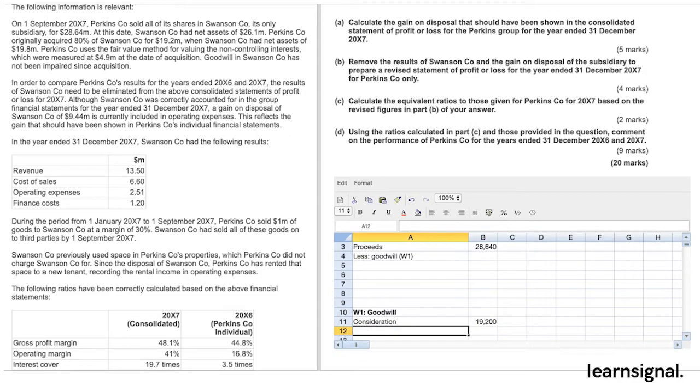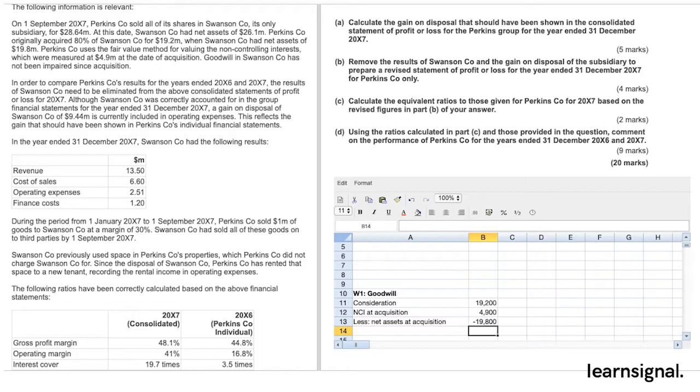Again, a lot of the information for this question is provided to you with very little calculation. What you need to do is spend some time identifying it and using it properly. Then we look at the NCI at acquisition, which is the non-controlling interest, and that's 4.9 million, again from the question. And then finally you have to remove the net assets at acquisition of Swanson, and those net assets at acquisition were 19.8 million.